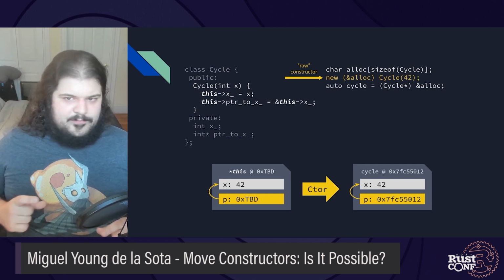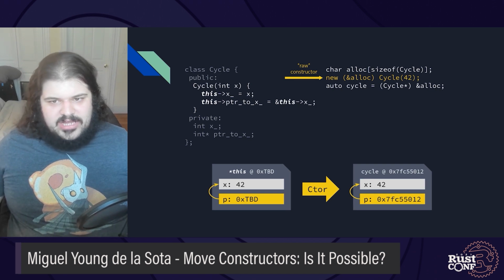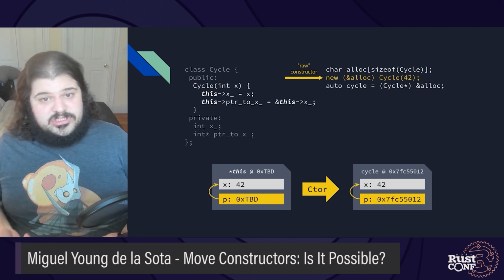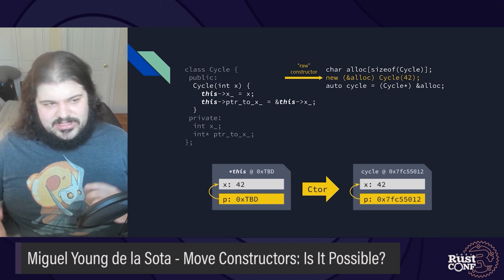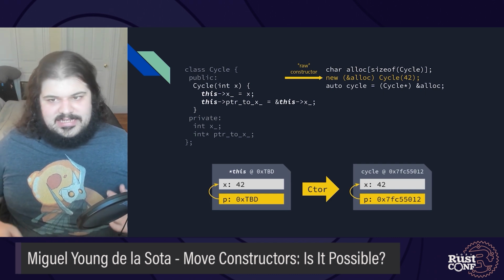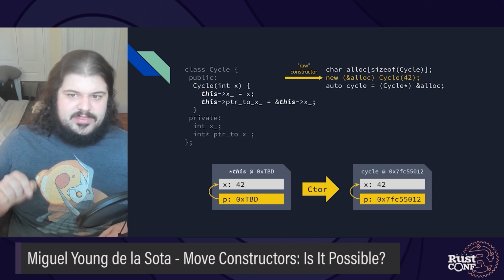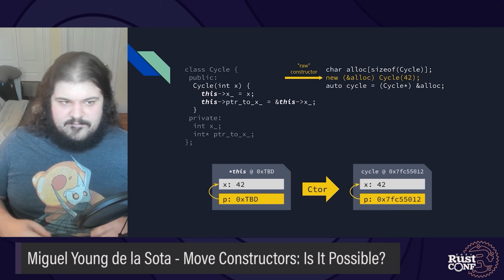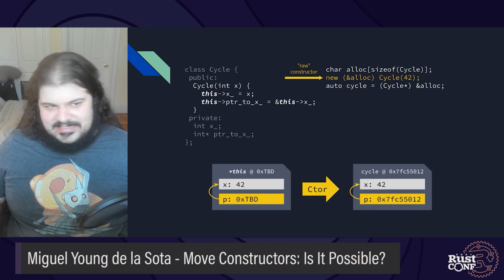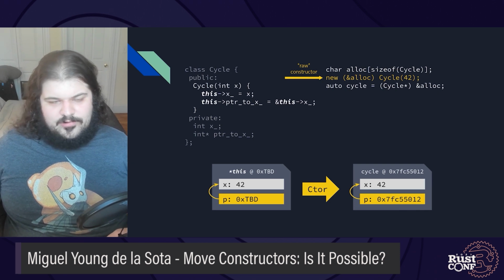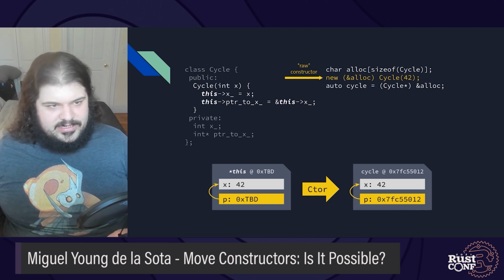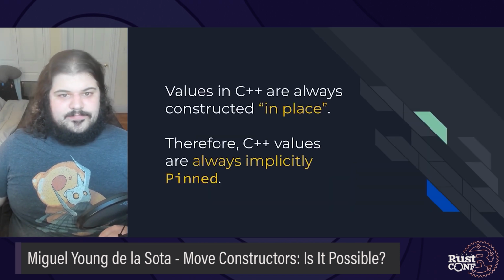So this alloc byte array is just random untyped data. We then use the special new syntax, which is kind of like a raw constructor, to tell it, hey, please run this constructor with this explicit this pointer. Finally, we cast it to the correct type, and it's just business as usual as before. You can call functions on cycle, and it's a perfectly normal value.